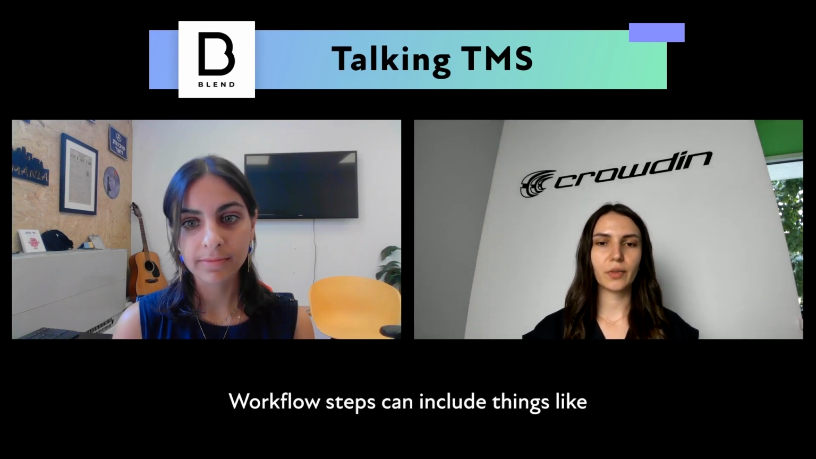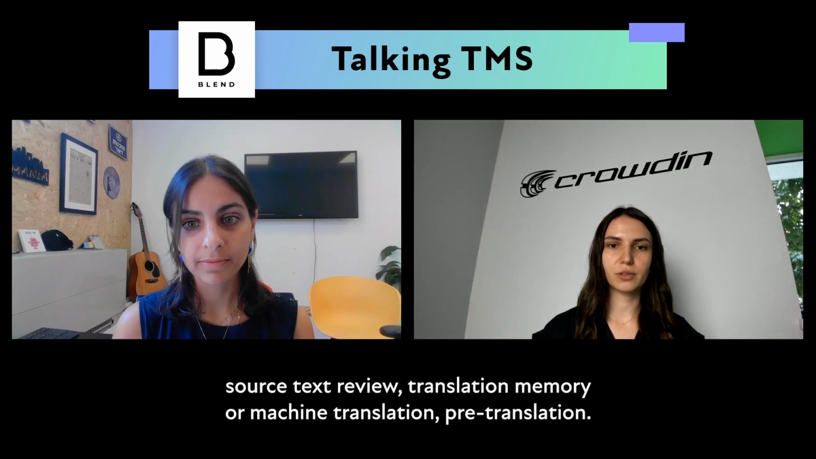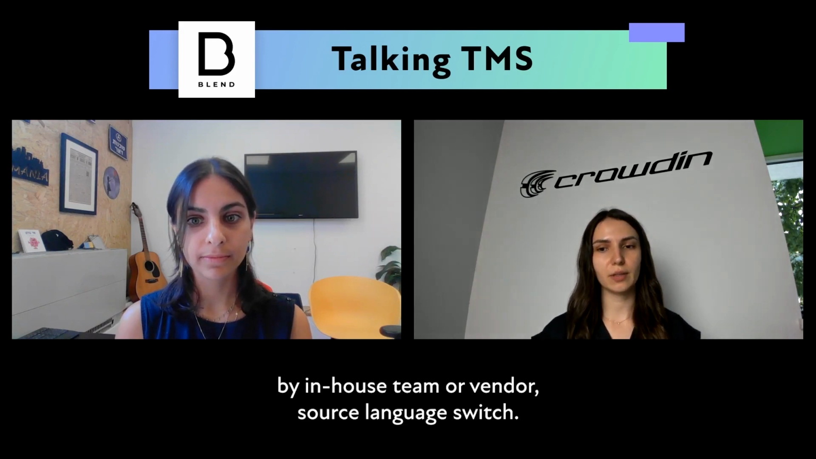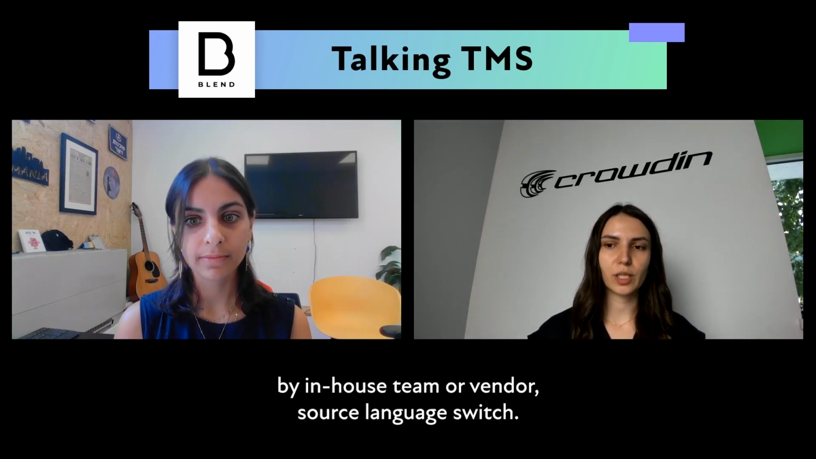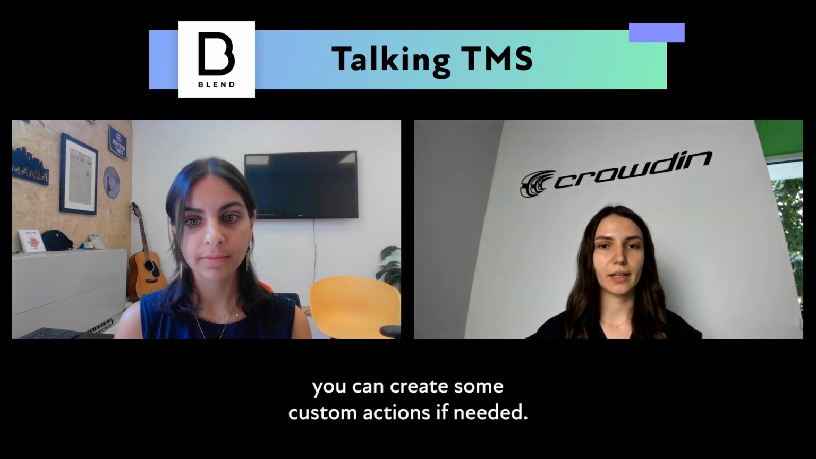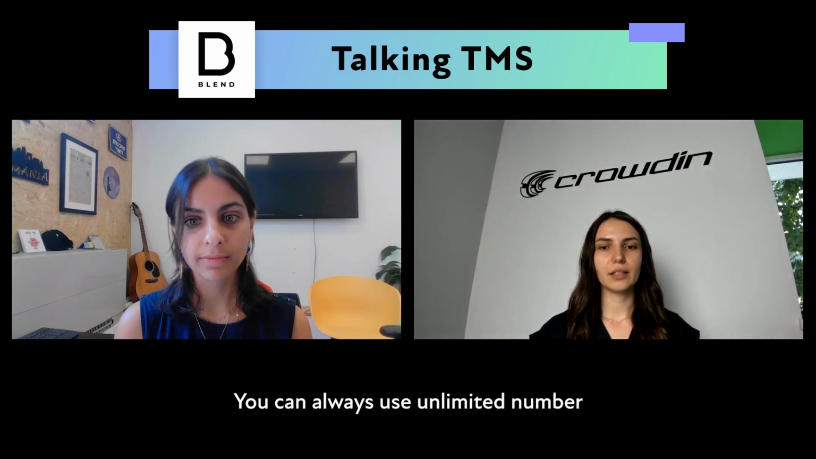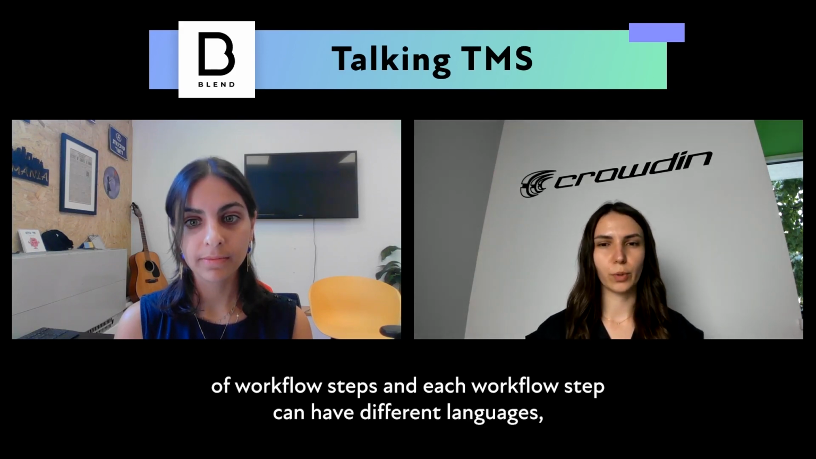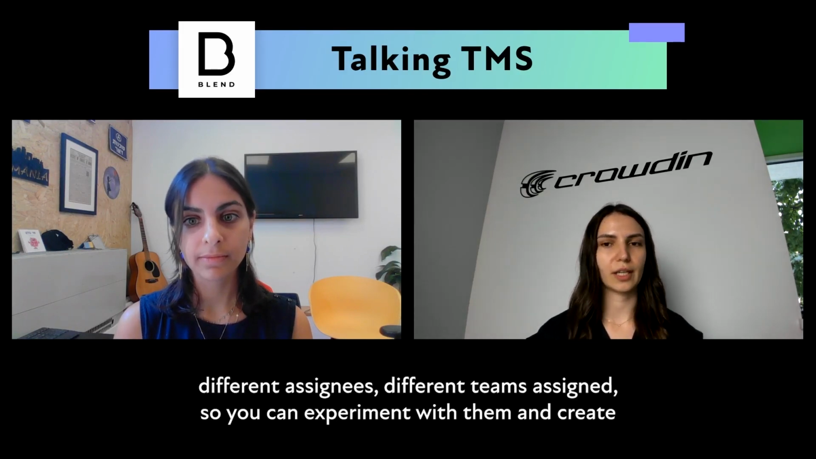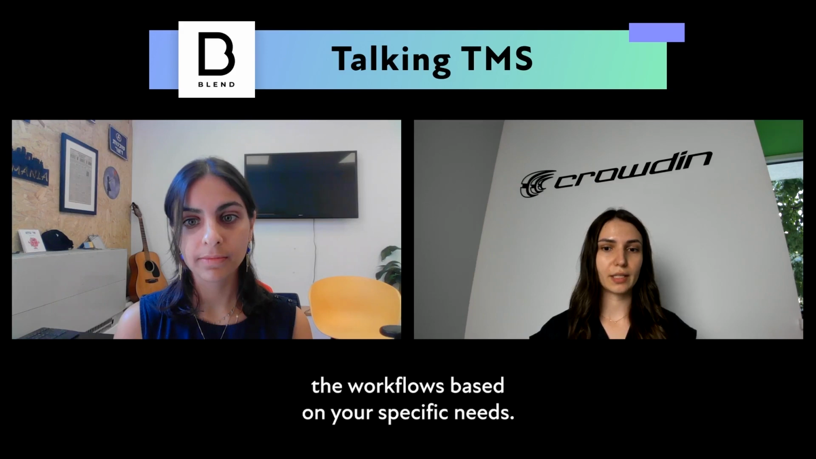Workflow steps can include things like source text review, translation memory or machine translation, pre-translation. It can be review or translation by an in-house team or a vendor, source language switch. It can also include a custom code step, so you can create some custom actions if needed. You can always use an unlimited number of workflow steps, and each workflow step can have different languages, different SMEs, different teams assigned. So you can experiment with them and create the workflows based on your specific needs.